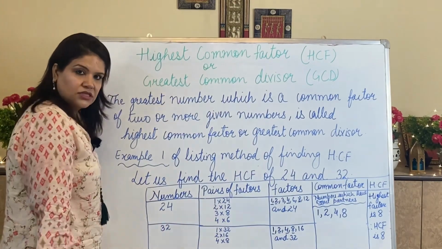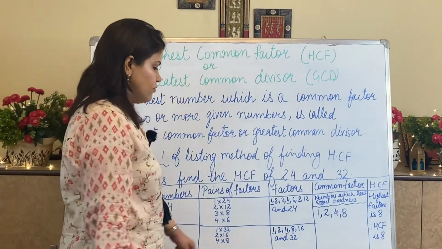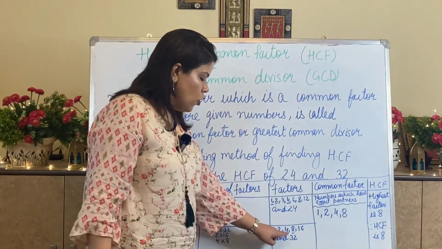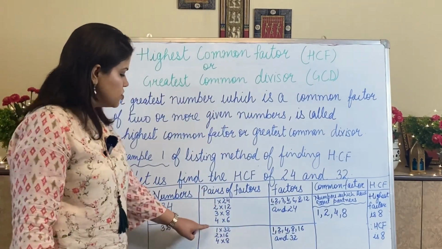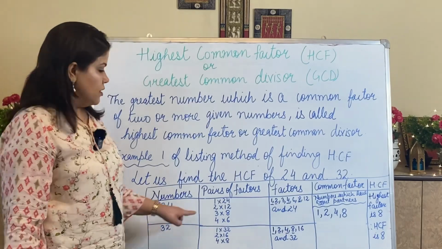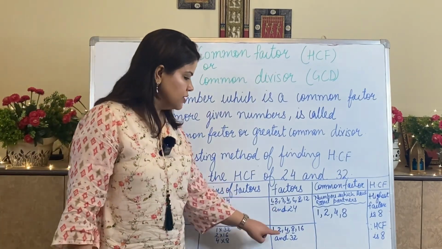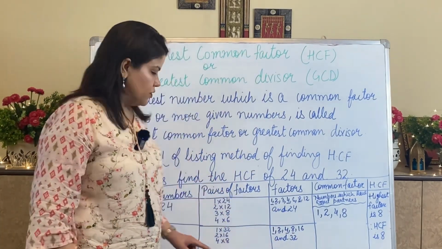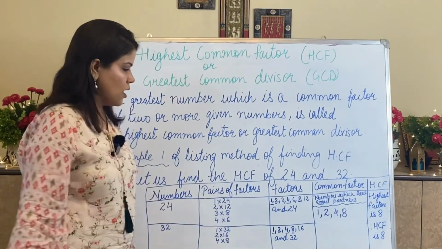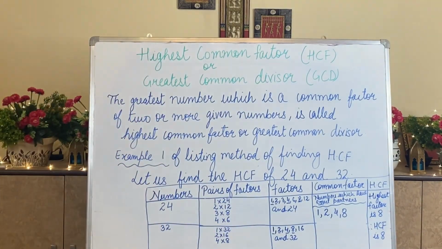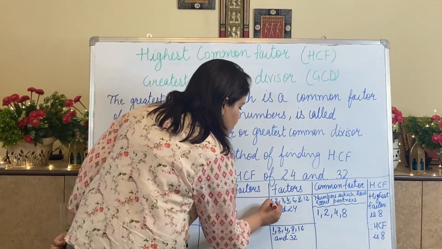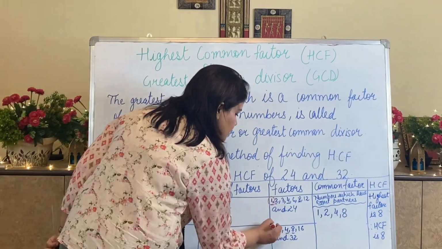I will list the factors here. So by listing I will find 1, 2, 4, 8, 16 and 32. These are the factors of 32. These are the factors of 24. These are the factors of 32. So I have written them in front. Now this one will get paired with this one.